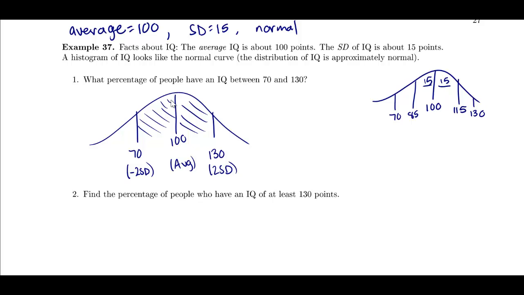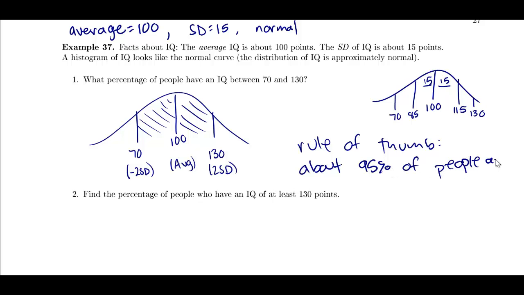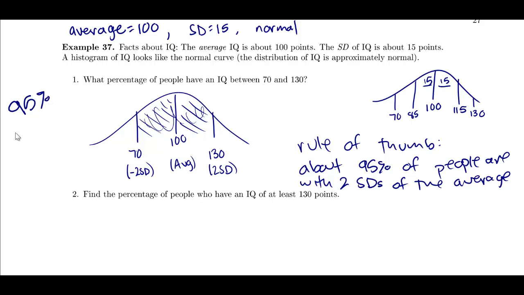Now, due to the rule of thumb, about 95% of people are within 2 standard deviations of the average. So if 95% are within 2 standard deviations, and we figured out that 2 standard deviations goes from 70 to 130, then that means we must have 95% between 70 and 130. So my answer on that is 95%.